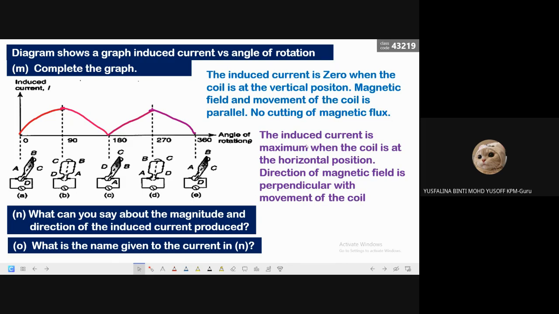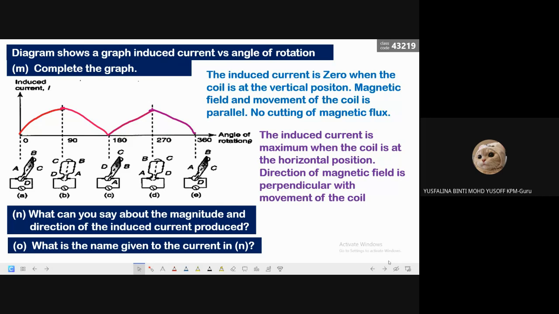So the induced current is maximal when the coil is at the horizontal position. At the horizontal position like this, it has the induced current, so that is why it shows the maximum. This is actually the angle: this one is zero, then 90 degrees, then 180, then 270 and 360, a complete circle.